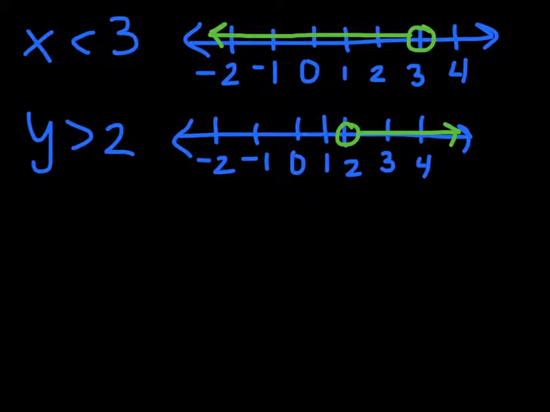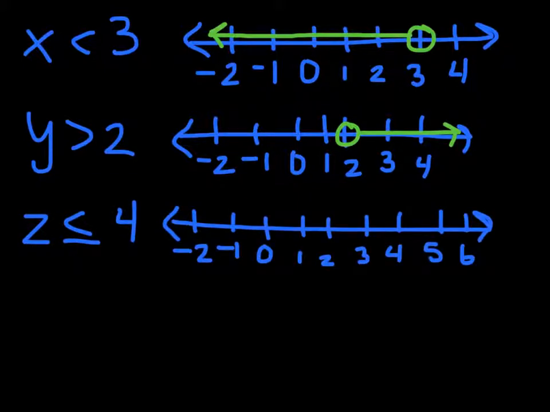Another example of an inequality could be z is less than or equal to 4. So the solutions for z would be all numbers less than or equal to 4. We graph this by drawing a closed circle over 4 to show that 4 is included in our set. Our arrow would then go to the left to show that any number less than 4 is also included.